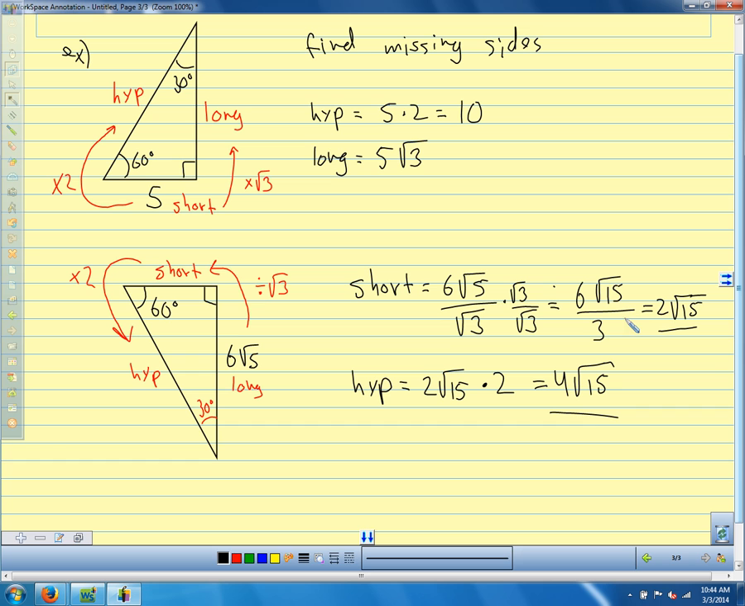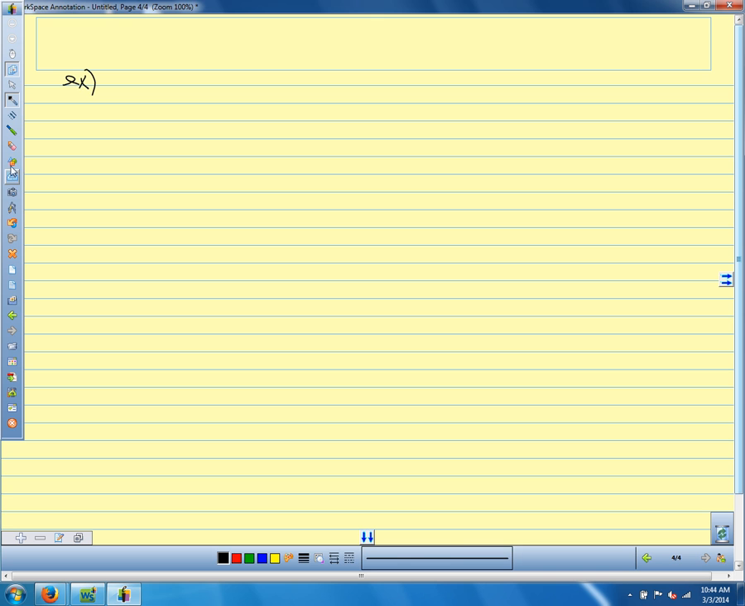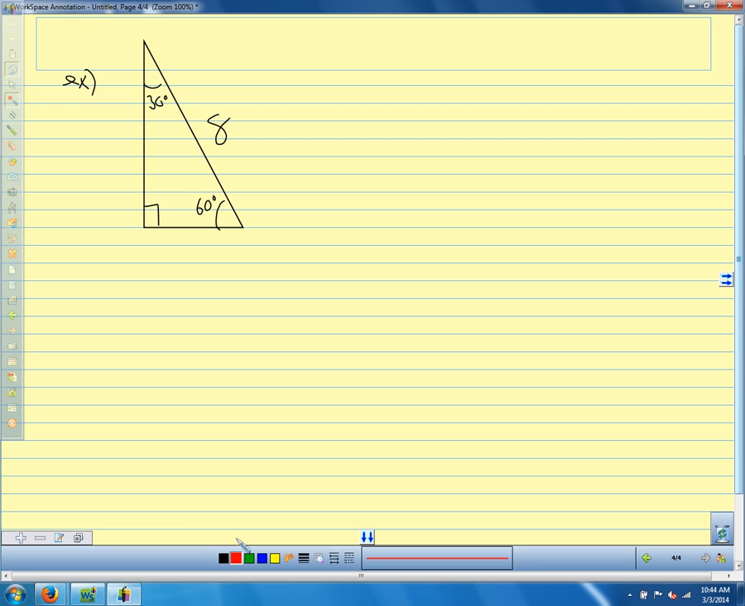All right, let's do one more, and then we'll be done. So here's my triangle for this one. And now we have that side is 8. So let's label our sides. Which side do we have here? Short, long, or hypotenuse? We have the hypotenuse. This side is short or long? Short. Across from the 30-degree angle, so that makes this the long side.